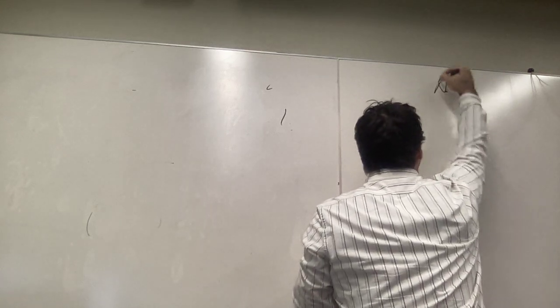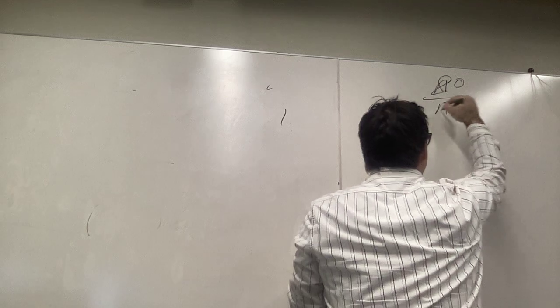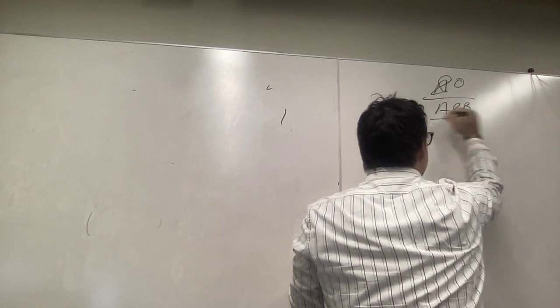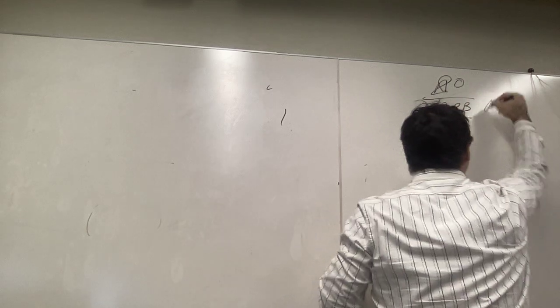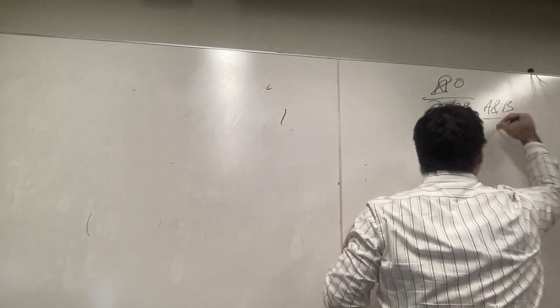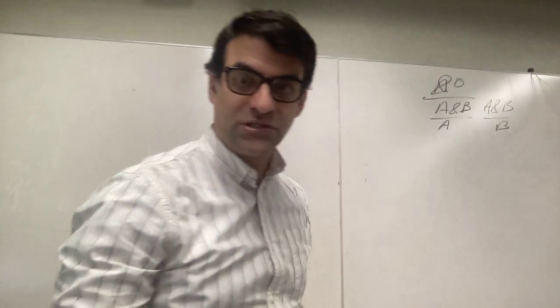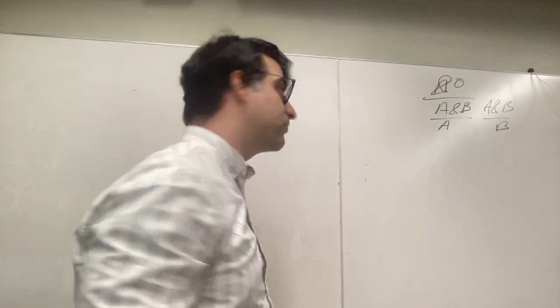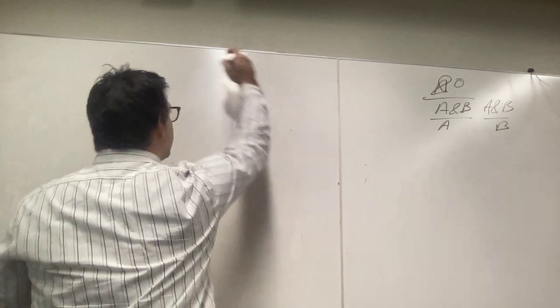And out. Take any conjunction and you can extract one half of the conjunction. Okay, there's our and out rule. Next we have and in.